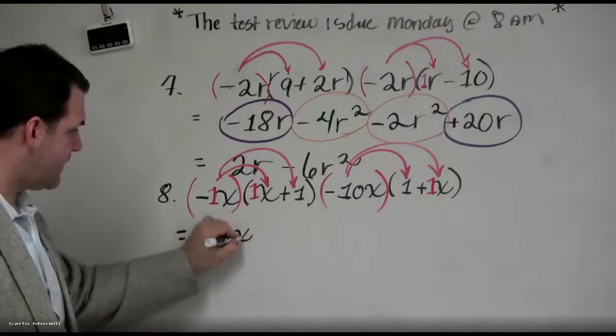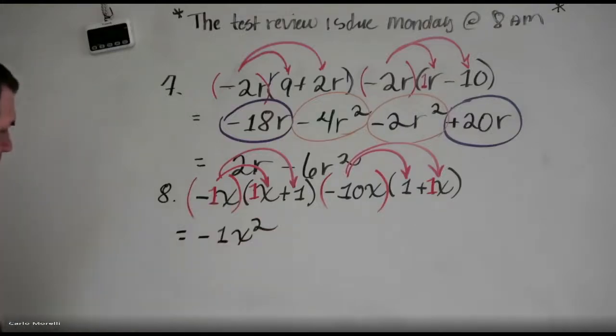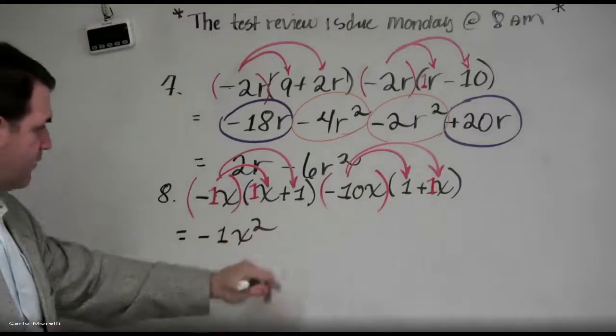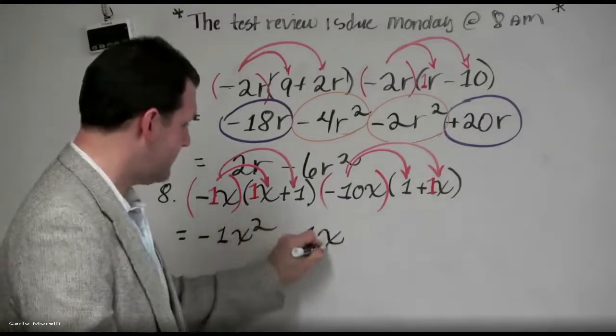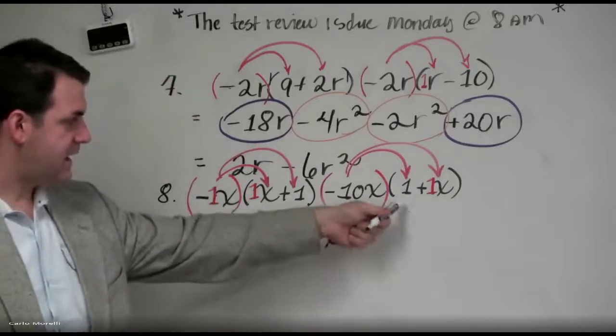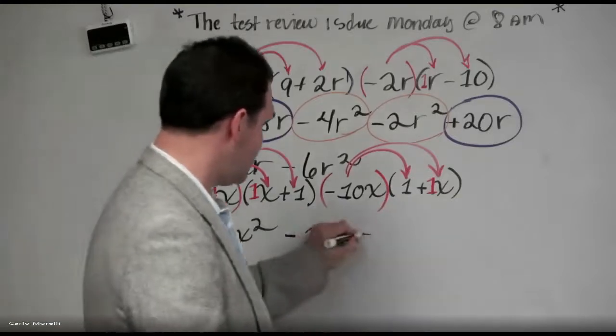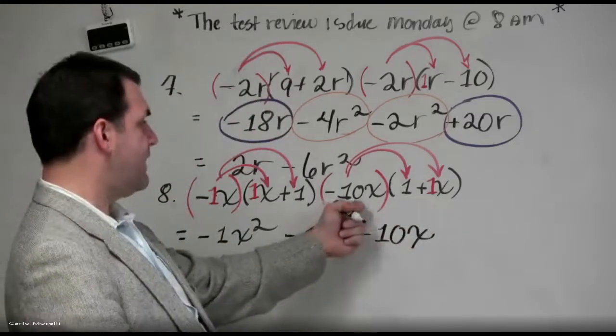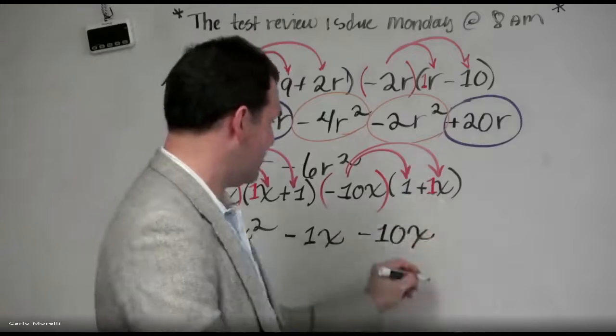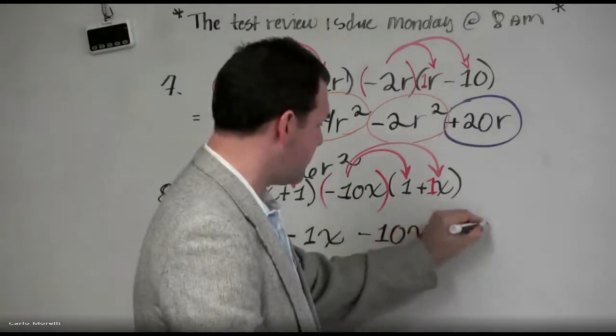X times x is x squared. Negative 1x times 1 is minus 1x. Negative 10x times 1 is negative 10x. Negative 10x times 1x is negative 10x squared.